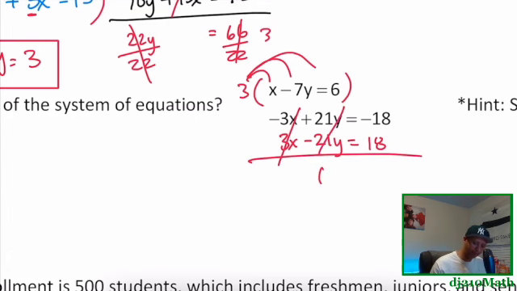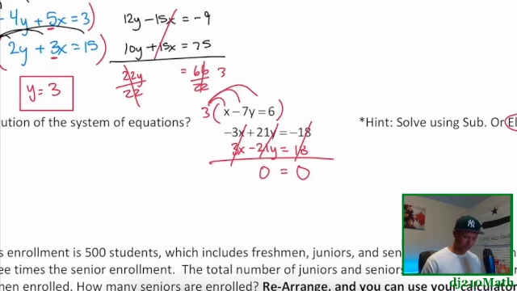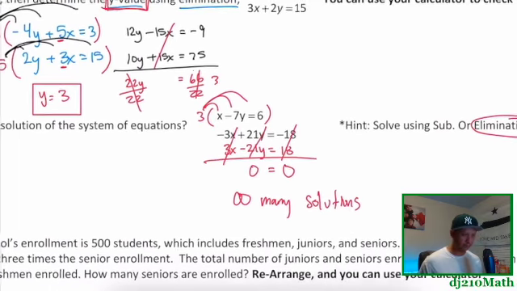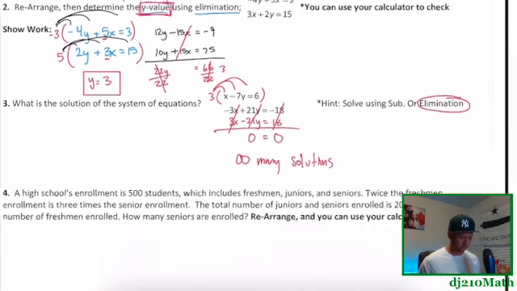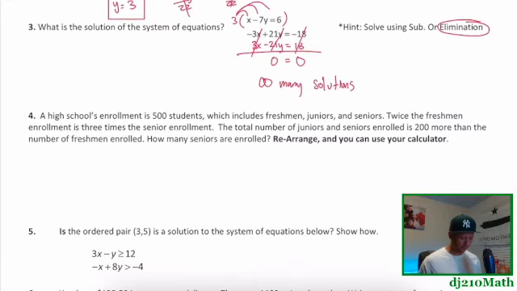Okay, so when you add, this is going to cancel. This is going to cancel. So when both variables cancel, we got 0 equals 0 because they cancel. 0 equals 0. This is infinitely many solutions. This is a special case. So 0 equals 0, infinitely many solutions. It's rough. You got to catch that.